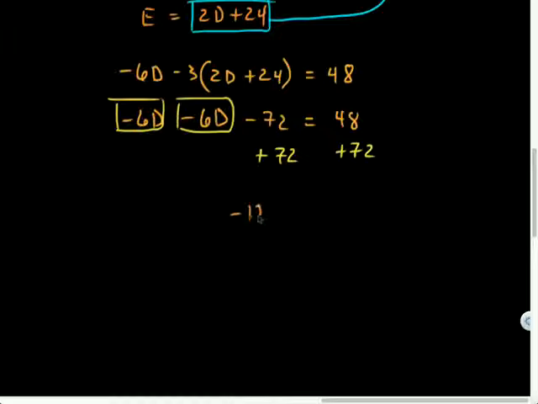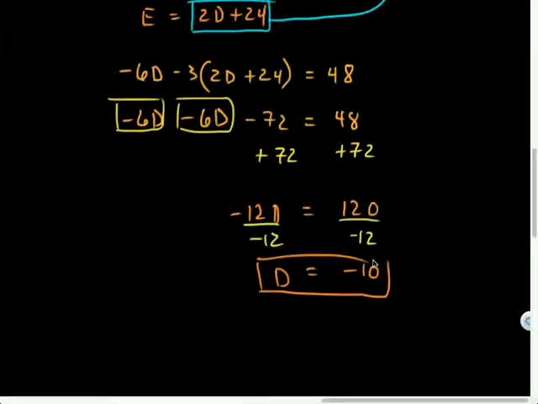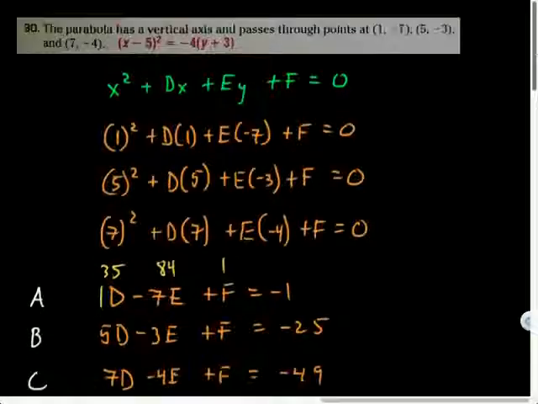And I'll get negative 12d equals 120. Oh, this looks like a nice convenient point. Divide by negative 12, and I'll get d equals negative 10. Ta-da! So I'm done with my problem, right? That's what the original problem wanted us to do: tell it what d was.